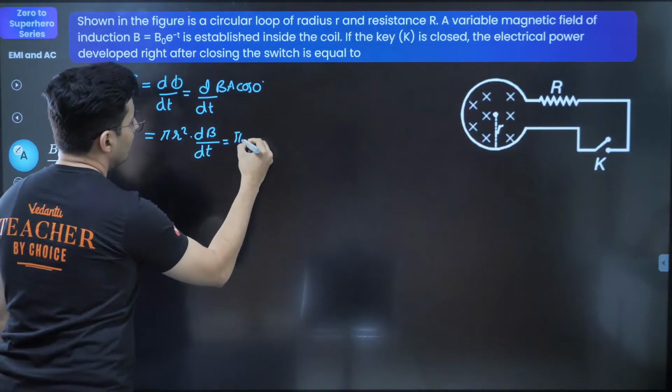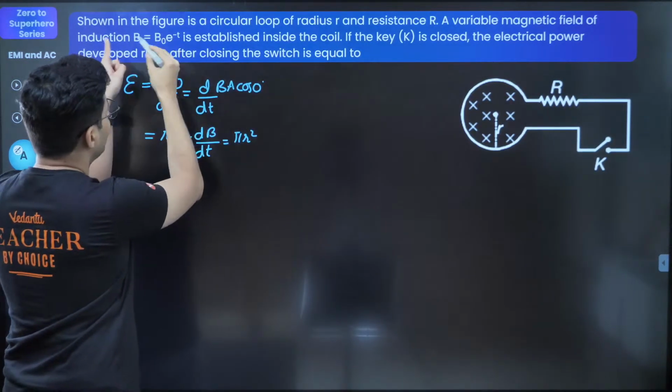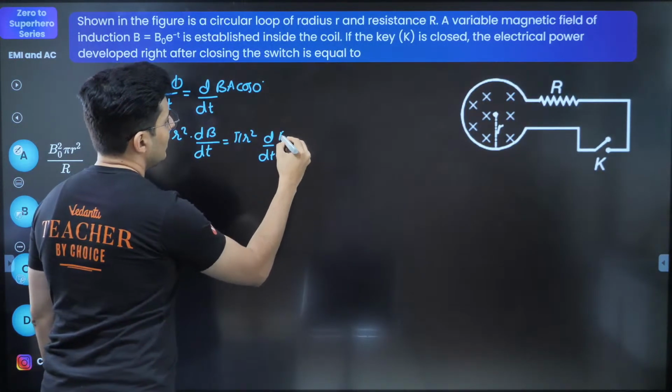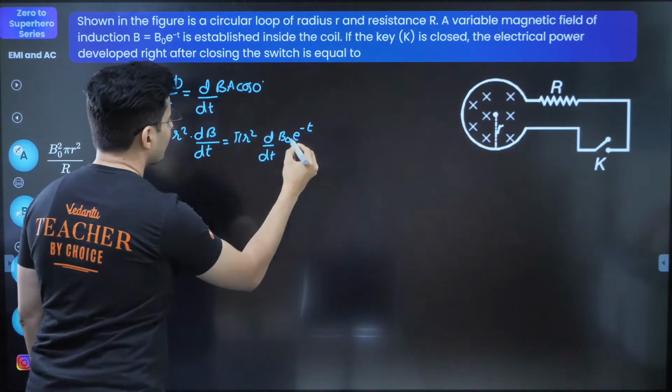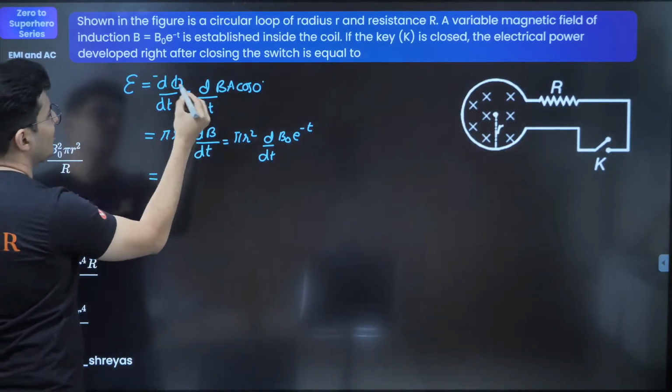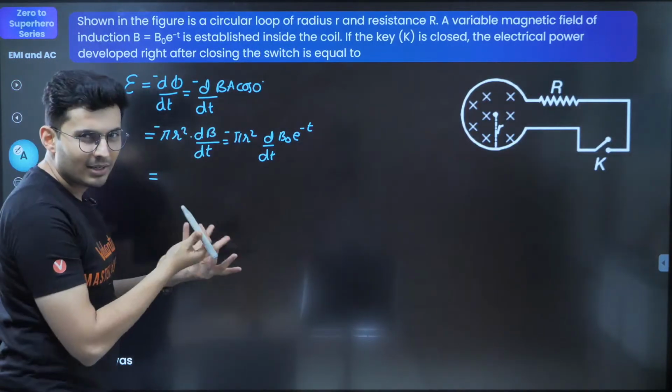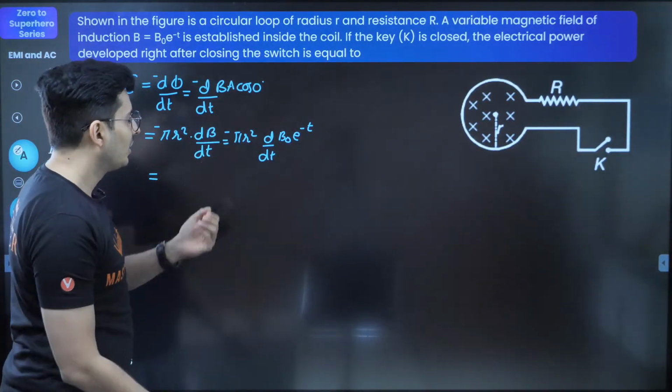Now over here, dB by dt, B naught is a constant. So just think about it. It's B naught into e to the power minus t. Oh, by the way, this is also minus. This is minus because of Lenz's law. Fine guys, I am only interested in the magnitude, no issues.